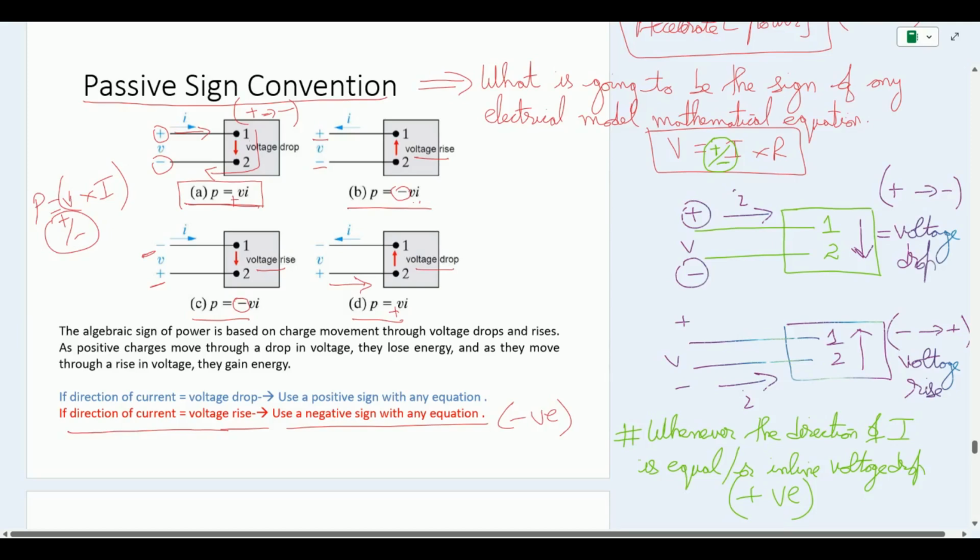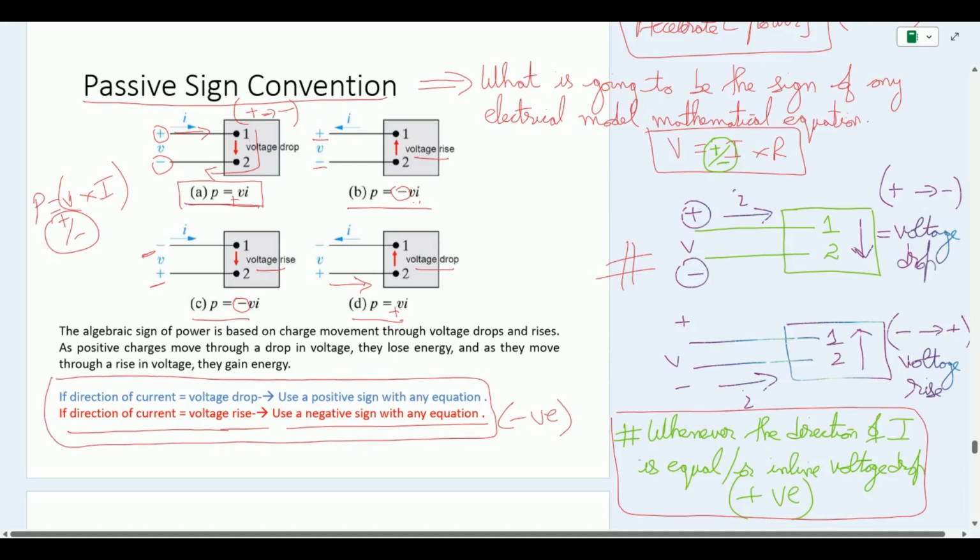Again, to summarize, we have to remember these rules for passive sign convention. First, we have to remember what is voltage drop and voltage rise. Then we follow these rules for the passive sign convention. That is, if the direction of the current is such that you see a voltage drop, use a positive sign, and if the direction of current is in the voltage rise, use the negative sign with any mathematical expression. Here we have given the example of power. We can also work with Ohm's law as discussed earlier.